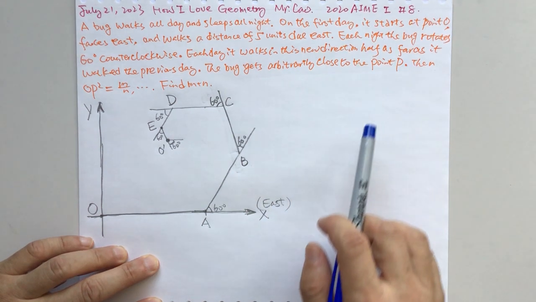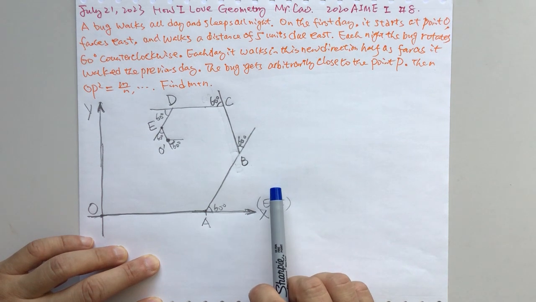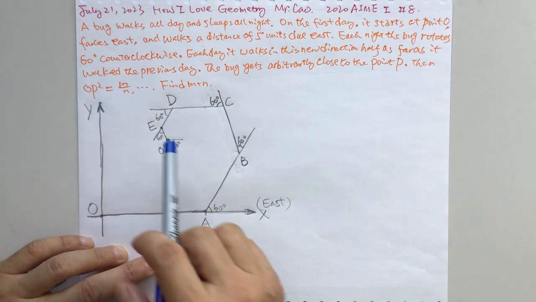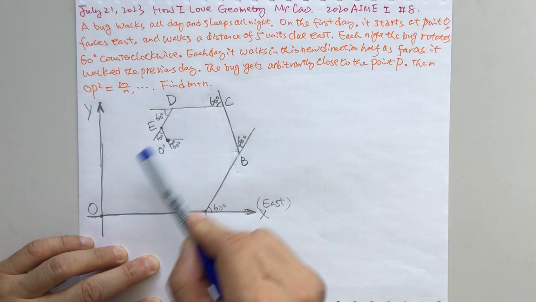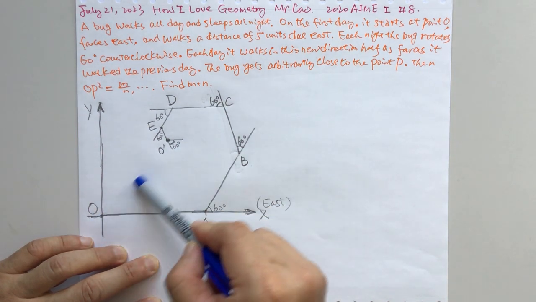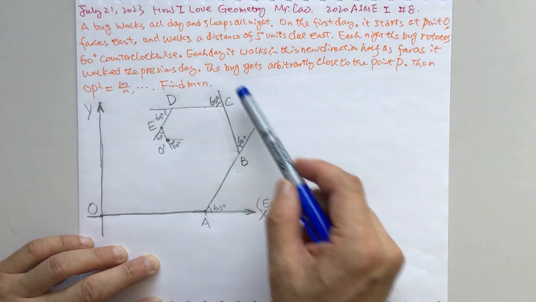We know that finally it will converge, right? Call that final point P. Then OP squared equals M over N. Let us find M plus N.